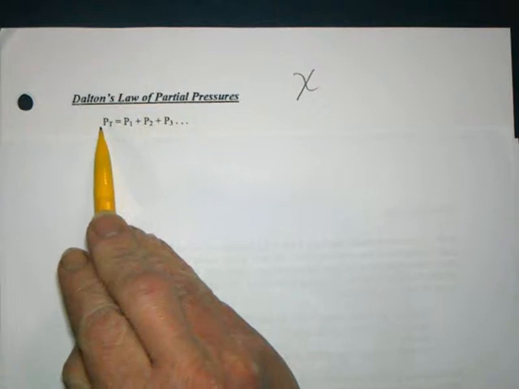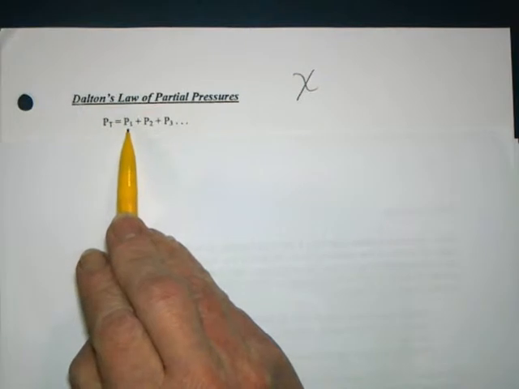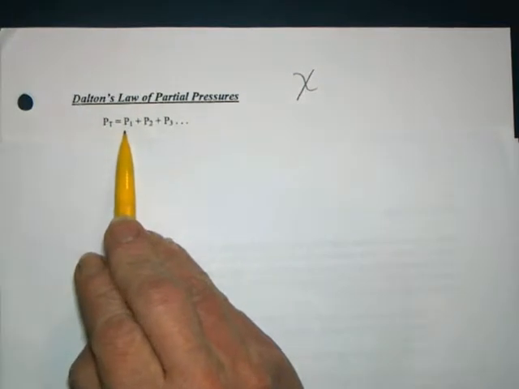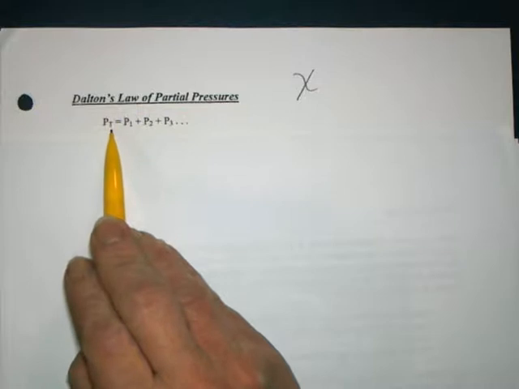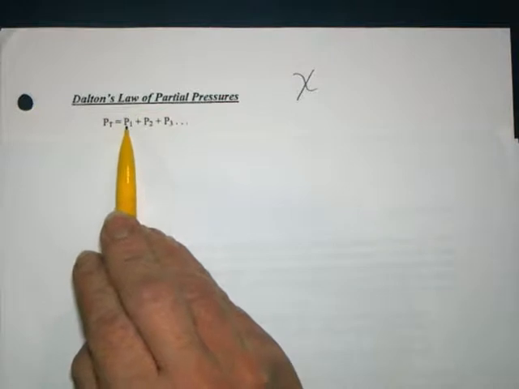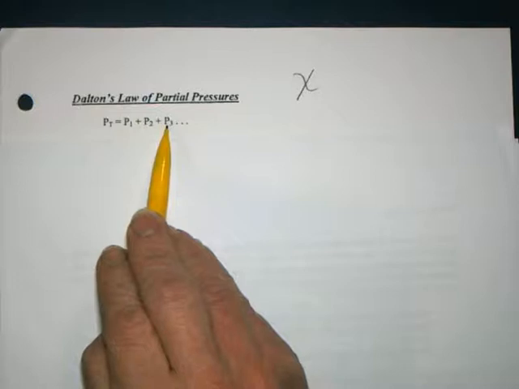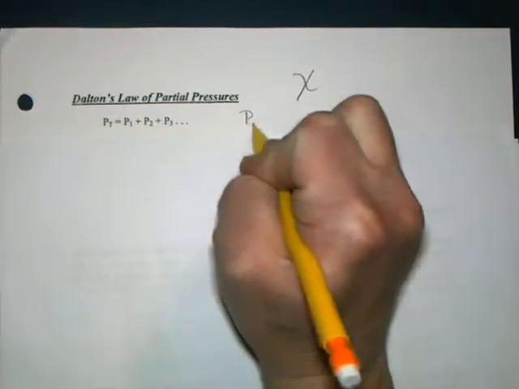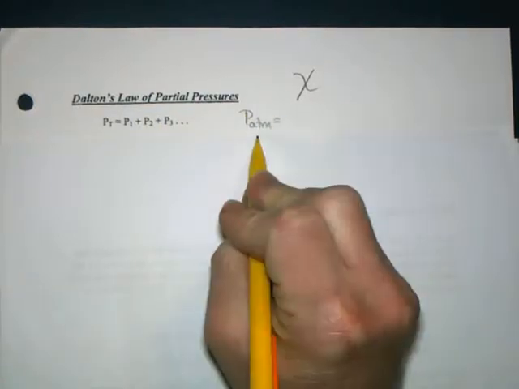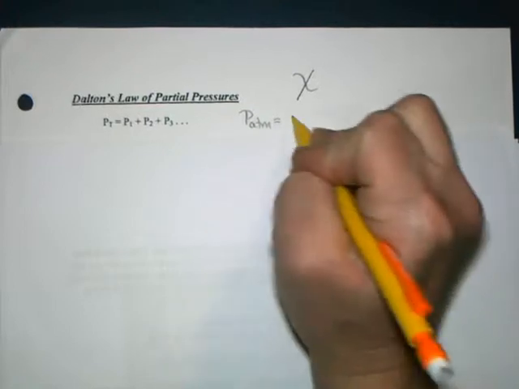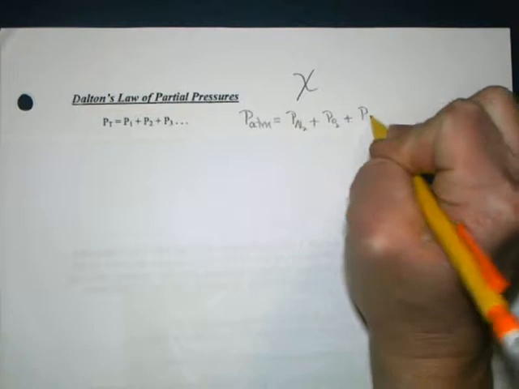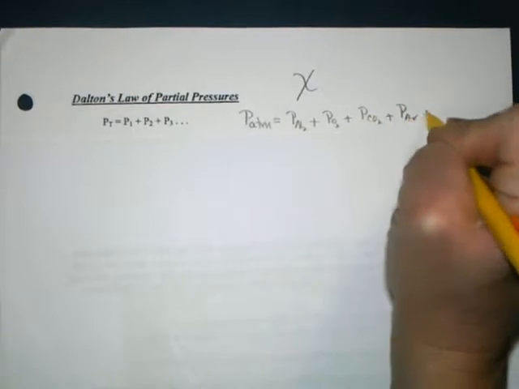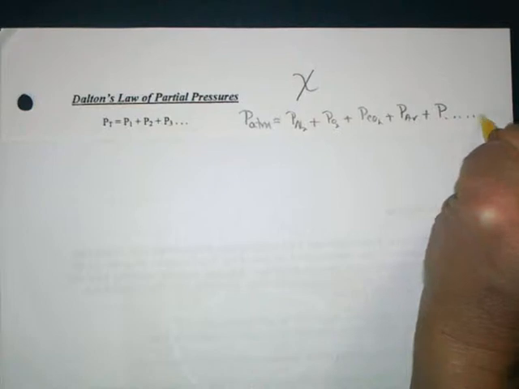Remember that when gases are together, they each individually behave independently of the other gas. It's as if the other gases aren't even there. The total pressure of the mixture is a result of the addition of the individual partial pressures of your different gases. For example, the total pressure of the atmosphere, or atmospheric pressure, is a result of the pressure of the nitrogen plus the pressure of the oxygen plus the pressure of carbon dioxide, plus the pressure of argon, plus the pressure, and on and on and on, of all the different gases.